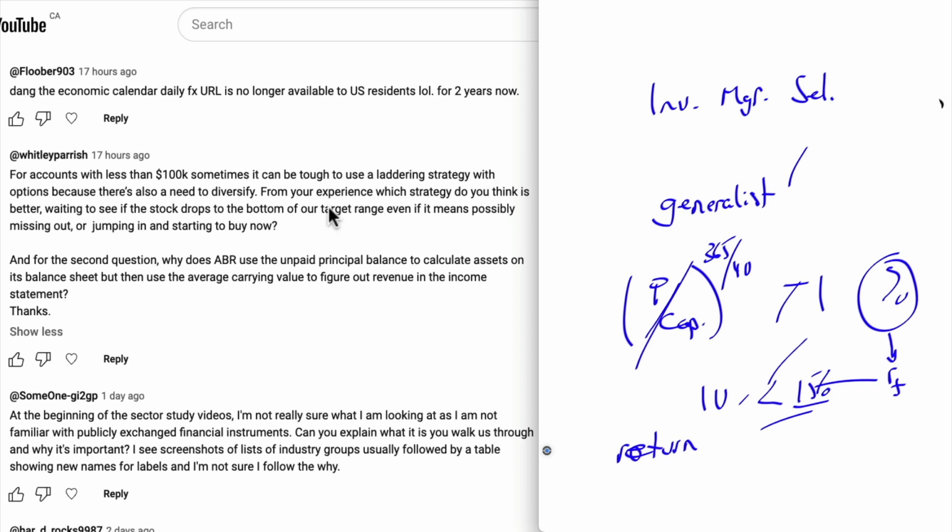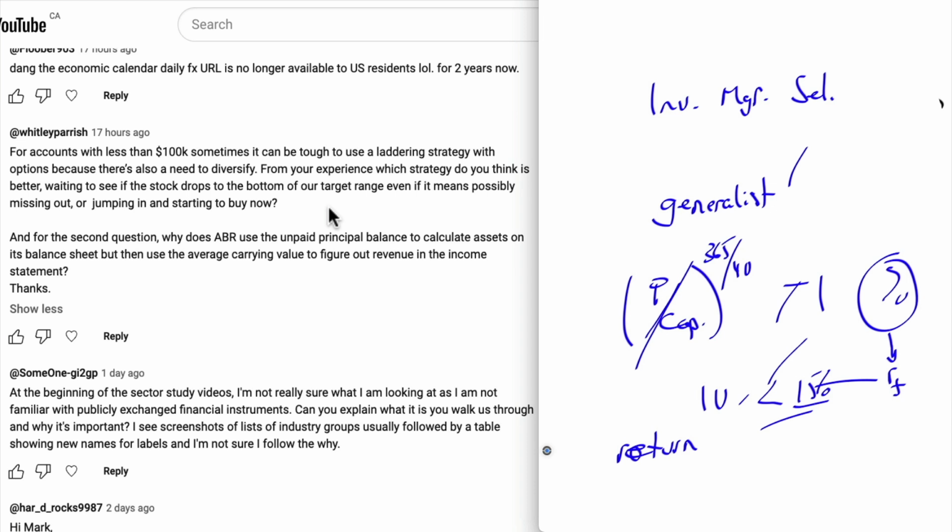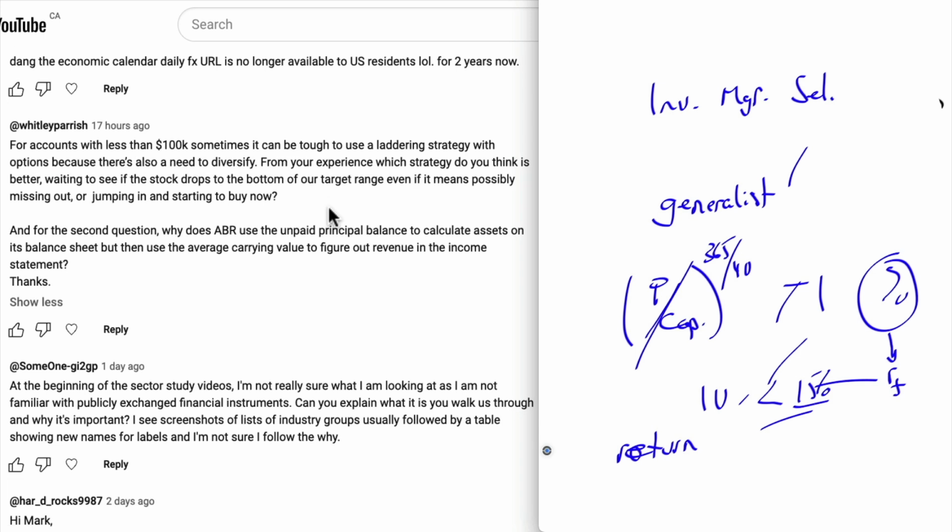For accounts with less than 100,000, sometimes it can be tough to use a laddering strategy with options because there's also a need to diversify. I agree. From your experience, which strategy do you think is better? Waiting to see if the stock drops to the bottom of a target range, even if it means possibly missing out, or jumping in and starting now?